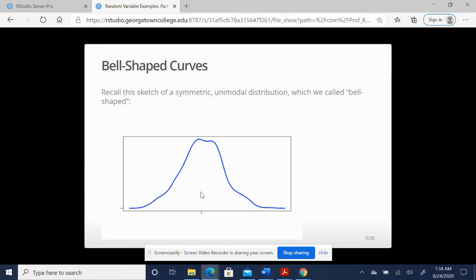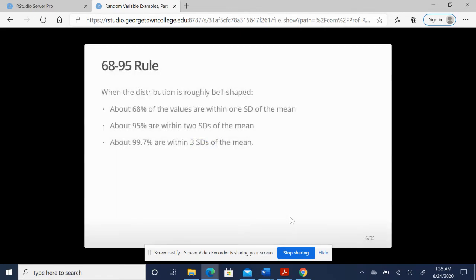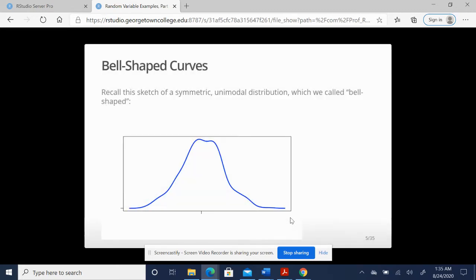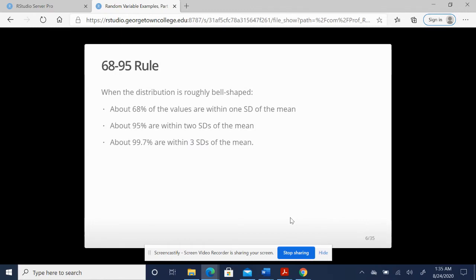Recall this sketch of a symmetric unimodal distribution, which we call bell-shaped. If you remember back when we did our density plots and described them, we're looking here at a bell-shaped curve, unimodal and symmetric. Now, when the distribution is roughly bell-shaped, about 68% of the values are within 1 standard deviation of the mean, 95% are within 2 standard deviations of the mean, and 99.7% are within 3 standard deviations of the mean.